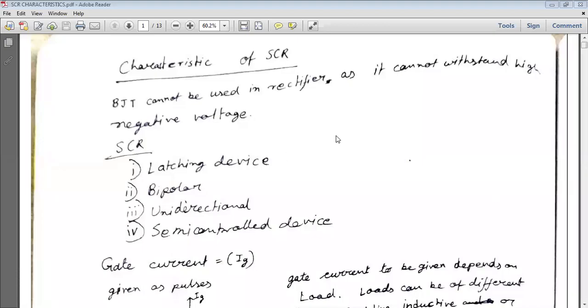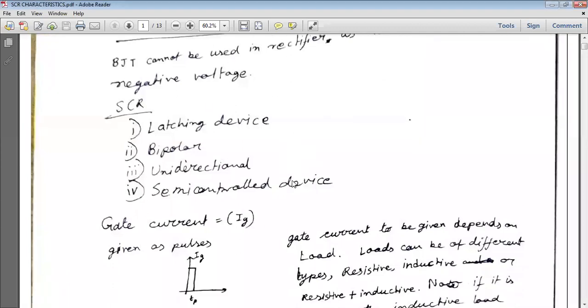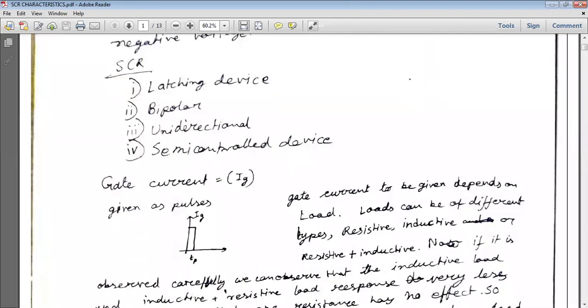Okay, so SCR characteristics. BJT, we have mentioned that we cannot use BJT as a rectifier, for rectifier purpose, as it cannot withstand high negative voltage. SCR is a latching device. It is a bipolar unidirectional semi-controlled device.